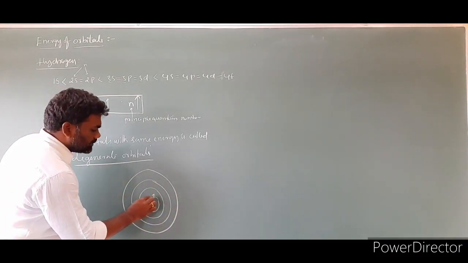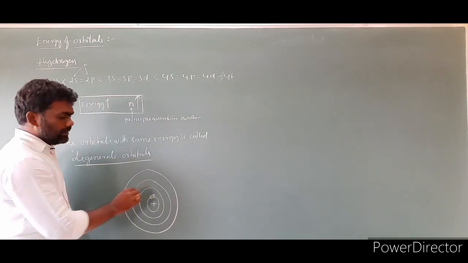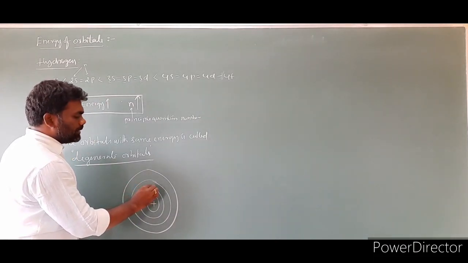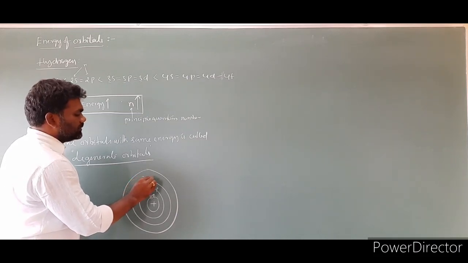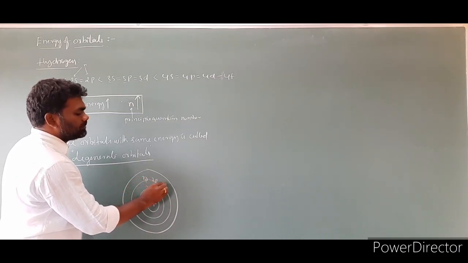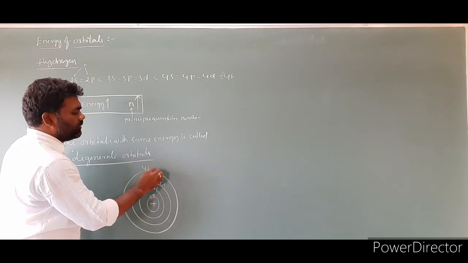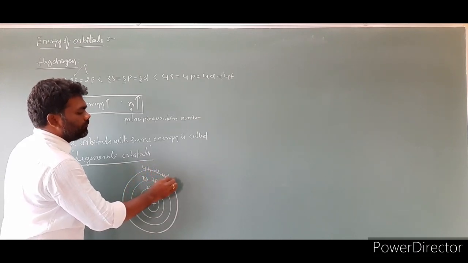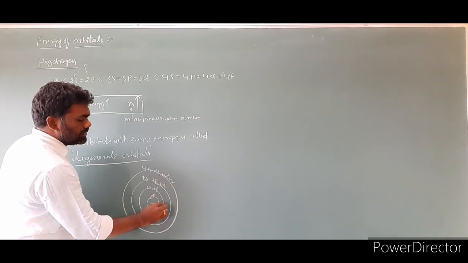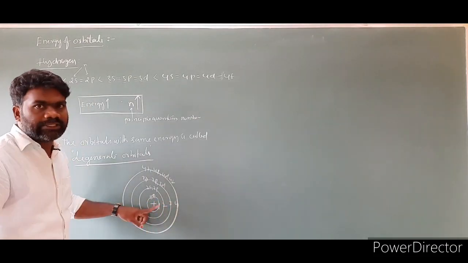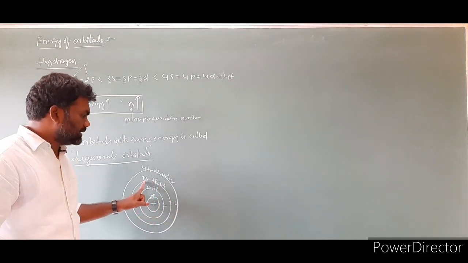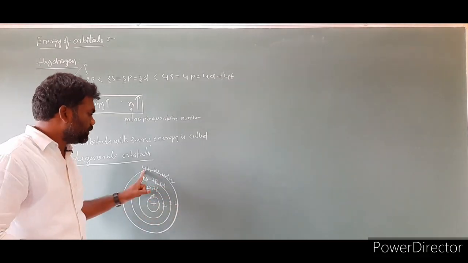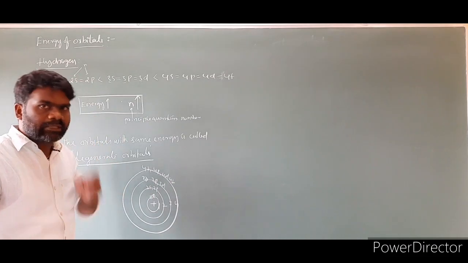Ground state, so there is only one possibility, the 1s orbital. This is the second energy level, the possibility is 2s and 2p. This is 3s, 3p and 3d possibility. This is 4s, 4p, 4d and 4f. So n is equal to 1, 1s; n is equal to 2, 2s, 2p; n is equal to 3, 3s, 3p, 3d; n is equal to 4, 4s, 4p, 4d, 4f. These are the possibilities.